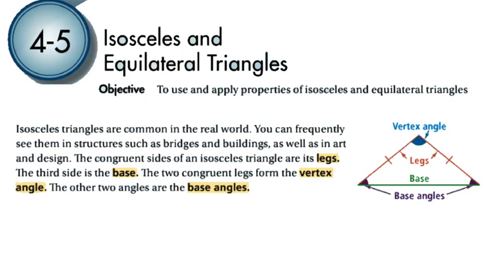Well, welcome back. As we continue in Chapter 4, we are going to talk about some specific types of triangles, and they're called isosceles and equilateral triangles. We need to get a few definitions out of the way first.